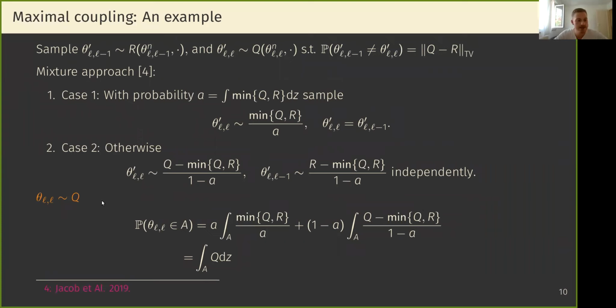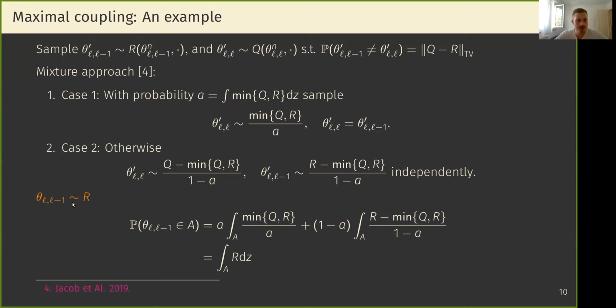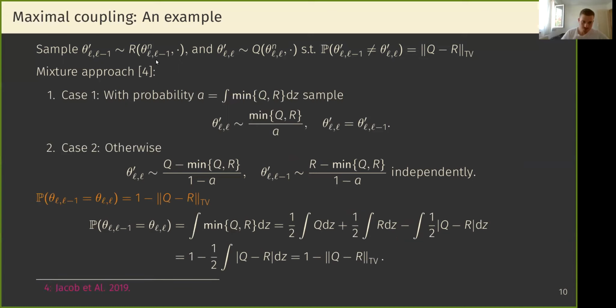It is straightforward to see that the samples follow the right marginals, since these two cases are mutually exclusive, so we can write it in this form. This cancels here, this cancels here, this mean cancels with this mean, and we end up with this. A similar argument shows that theta L minus 1 is a sample from R. To show that it is in fact a maximal coupling, we want to show that this holds. The probability of them being equal only happens if we are in case 1, which happens with probability A. If we expand this minimum between Q and R, then we can easily show, since these are densities, that this probability is given by this term here, and as such it is a maximal coupling.